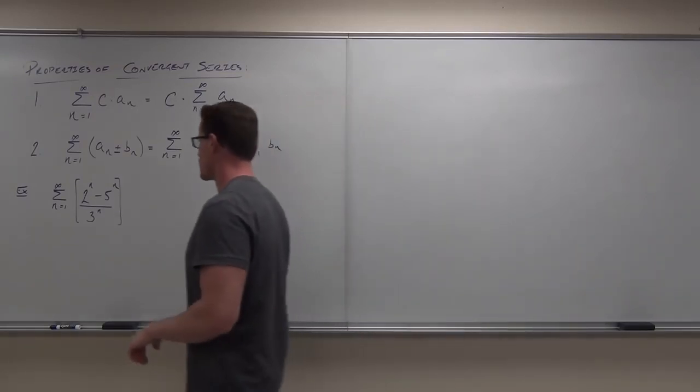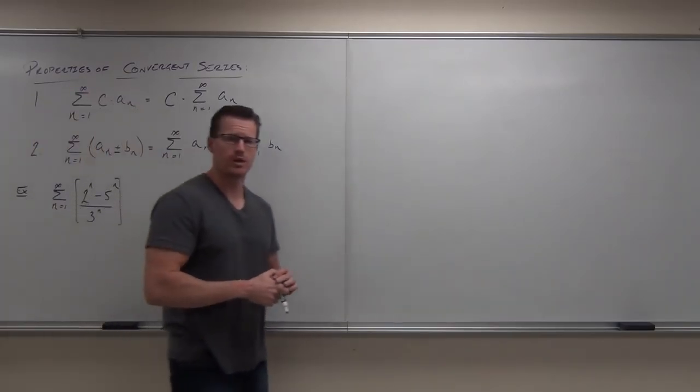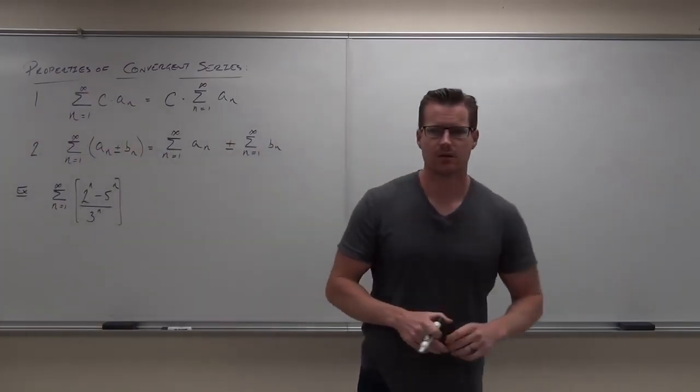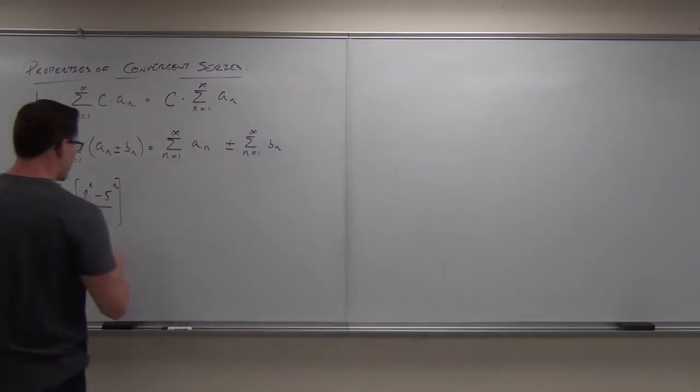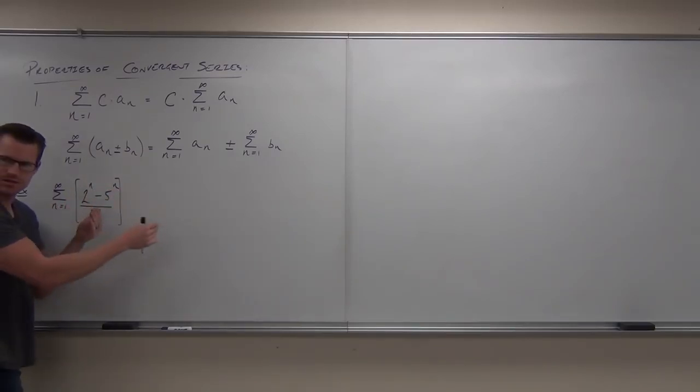So let me show you with this one final example, and then I'll show you that shortcut I was talking about. So first thing, do you see anything that fits our 2 properties that we have? What could we do here? There's subtraction. Yeah, we could. In fact, if you think about this, we could separate the fraction. We could have 2 to the n over 3 to the n minus 5 to the n over 3 to the n, and then separate those series. Does that make sense to you?